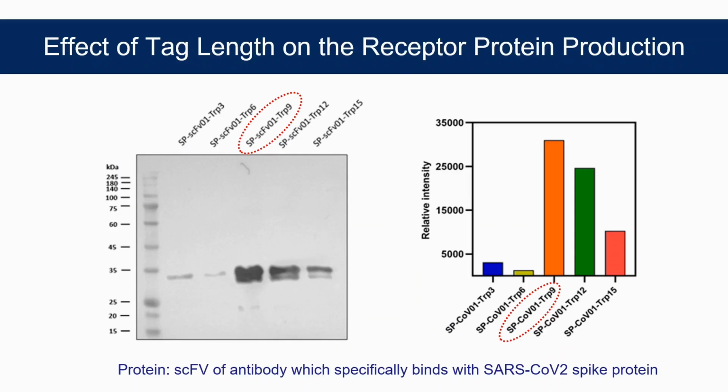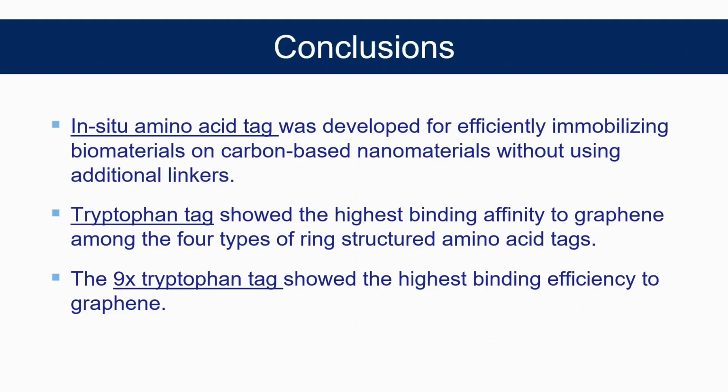In this case, not only the binding affinity, but also the receptor protein production efficiency we measured according to the tag length. So we used 3x, 6x, 9x, 12x, 15x. You can see the 9x shows the highest efficiency. So not only for binding affinity, but also from the protein expression viewpoint, the 9x tryptophan shows the best amino acid tag.